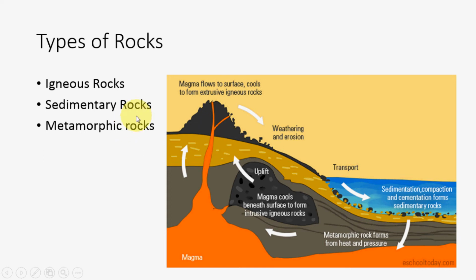Similarly, we have the sedimentary rocks. Once the igneous rock is formed after coming out from the mantle, due to weathering and erosion, it gets washed out and reaches the seashore. Once it reaches the seashore, all the sediment gets compacted, and due to the cementation process, it forms sedimentary rocks. This process is basically called lithification.